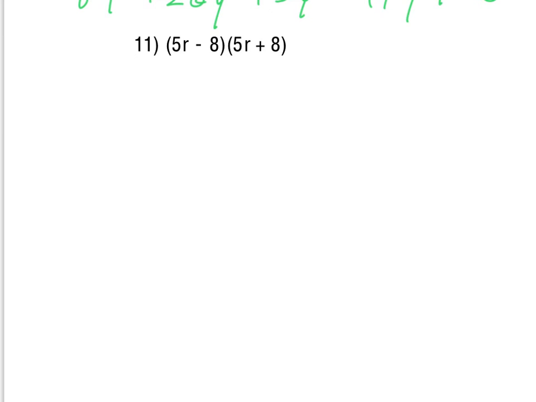For number 11, we're also finding the product. However, this is the sum and difference pattern, so all I need to do is square the 5r, which is 25r squared, minus the 8 squared and get 64. You could box or FOIL that as well. What you would find there is you'd get a minus 40r and a plus 40r that would cancel out. That's why we just have the 25r squared minus 64.